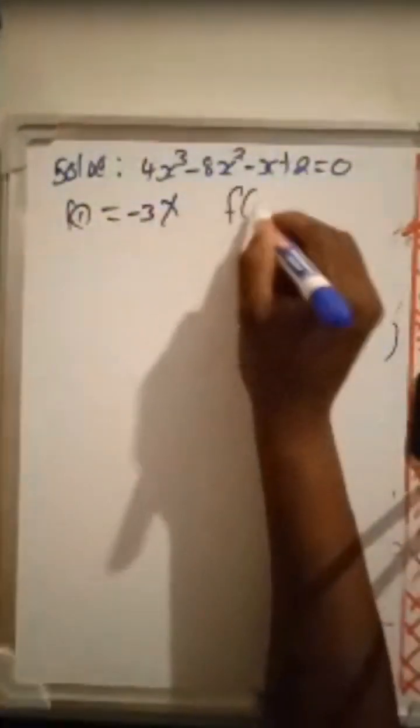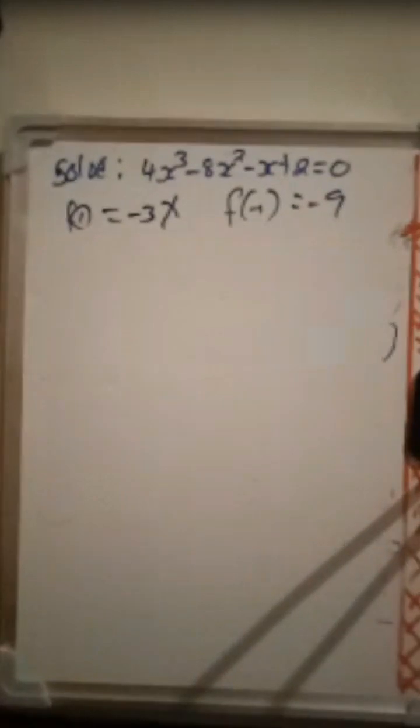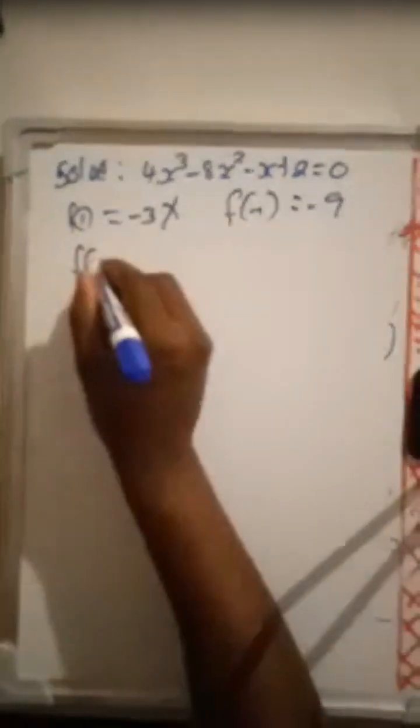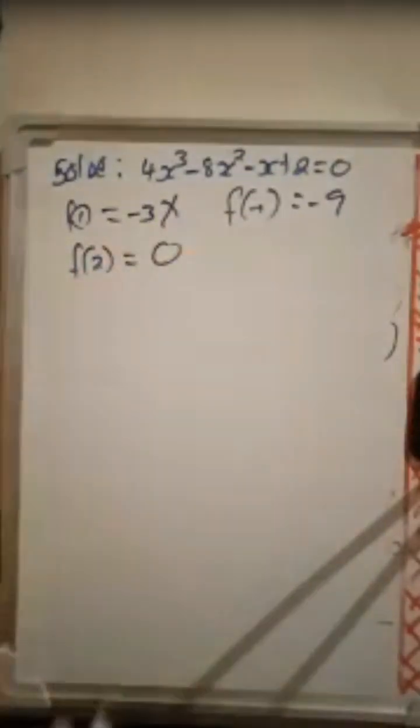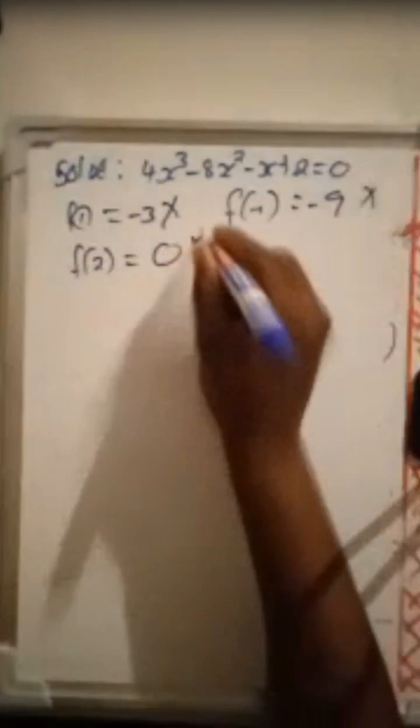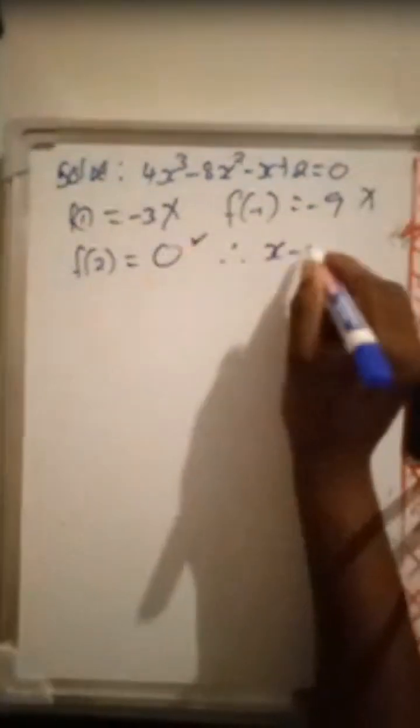So try f of negative 1. Check there, just putting a negative. This one gives us negative 9. That's not a factor. Try 2. Then we see that f of 2 is equal to 0. So this one is a factor. Therefore, x minus 2 is a factor.